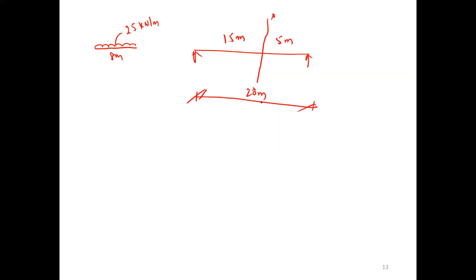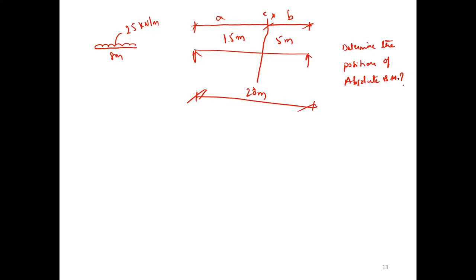Yes, this is section C. 6 meters. What is the x value? Where may you expect maximum bending moment? Determine the position. See, they may ask a question like this. Determine the position. Position means the distance. Position of absolute bending moment. Absolute bending moment. Determine the position.